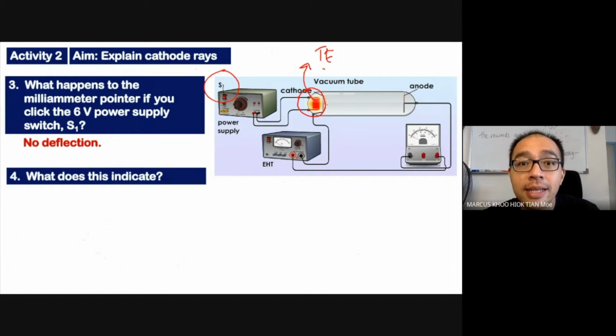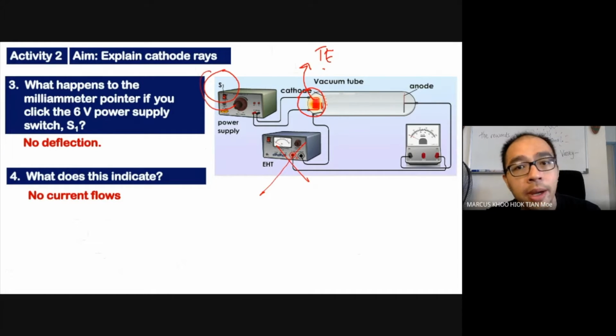So there are electrons being released at this point, but the electrons are still stuck over here at the cathode. They haven't gone towards the anode yet. Now, what does this indicate? This indicates that there is no current flow. If you just turn this on, but this one is turned off, you're just going to get thermionic emission. You're just going to produce electrons and then that's it. The electrons have no purpose in life.